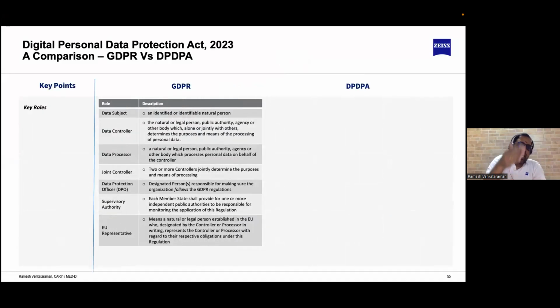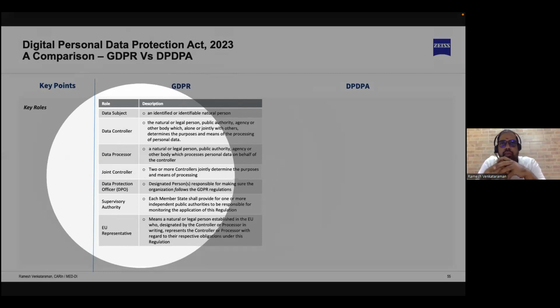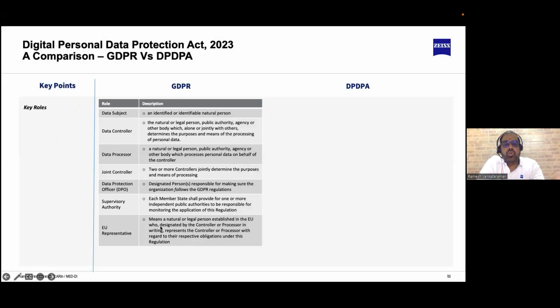Let's look at it. What I had put on the left-hand side, key points, some of the important concepts, I had tried to map, right? Maybe 70, 80% I would have covered. Now we are all very clear with the roles, because each one of us on the call is very familiar with them, starting from data subject, data controller, data processor, joint controller who determines the purpose jointly, and the method, data protection officer, supervisory authorities for each EU member state, SA is what we call supervisory authority or data protection authorities, and then the EU representative, where if you do not have a natural or legal person established in the EU, one is designated in writing by the data controller or processor to the board to represent them.